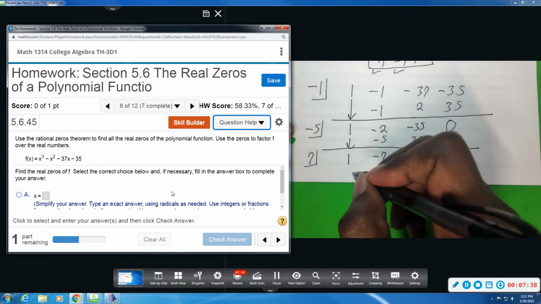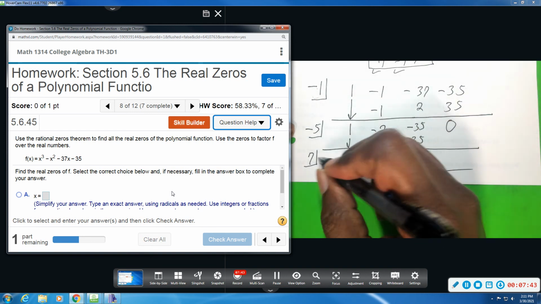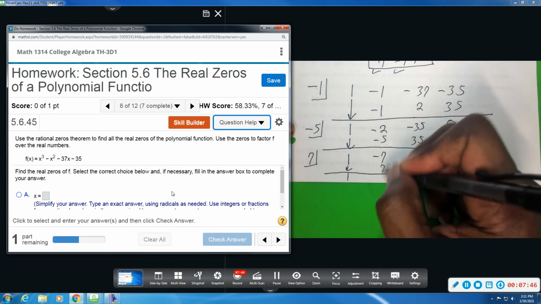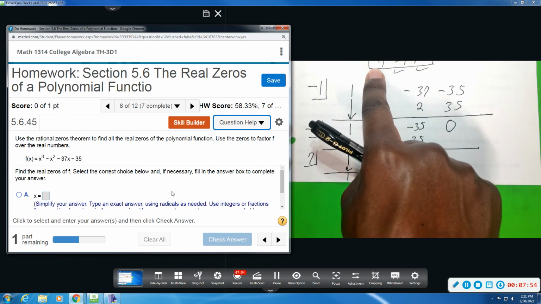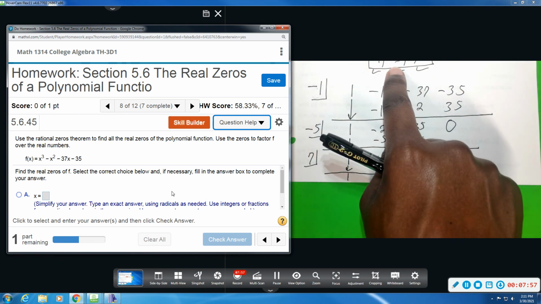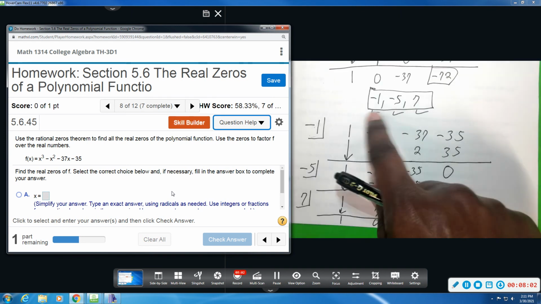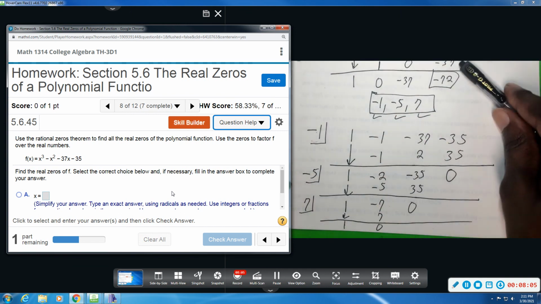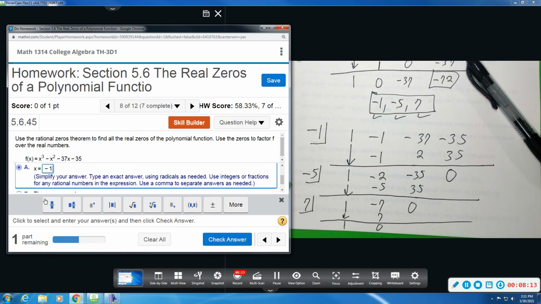So we're going to try 7. Running out of room here. Bring down the 1. And 7 times 1 is 7. Combine, we get 0. So that's it. So we got 0 for our remainder every time, and that was it. So from our calculator, we were able to look and see -1, -5, and positive 7. That will save you some work if you can pull those up and look at those. If not, you would just have to guess and try and keep going until you find the ones that work. So -1, -5, and 7.